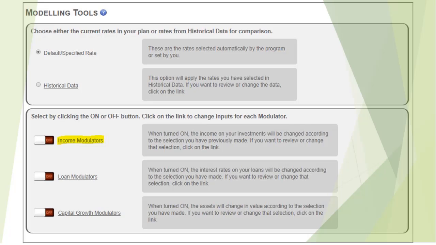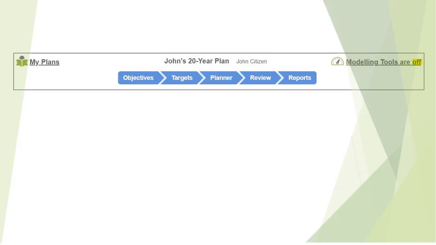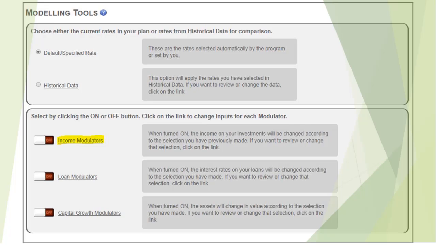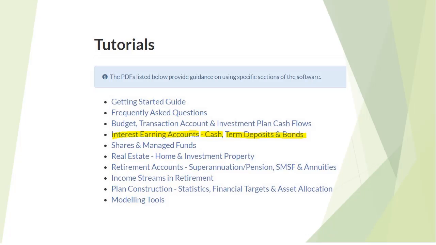In Financial Mappers, you can use the Income Modulator to raise and lower interest rates. To access the Income Modulator, click on the link Modelling Tools are off. Note that once the modulator is activated, the sign will change to Modelling Tools are on. When any modulator or historical data is activated, the nominated rates are applied according to the rules for these accounts. The exception is the bond account. If interest rates on cash accounts or interest rates on loans are fixed for the nominated period of the year, then interest rates do not change. For more detailed explanations, refer to your tutorial.